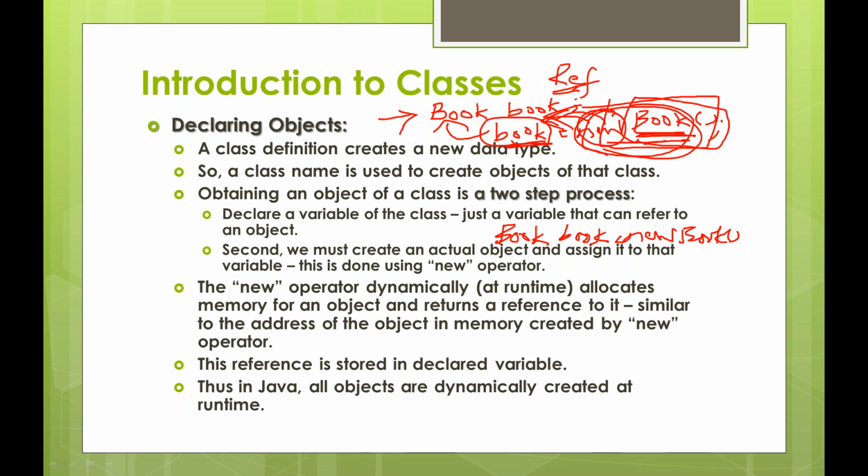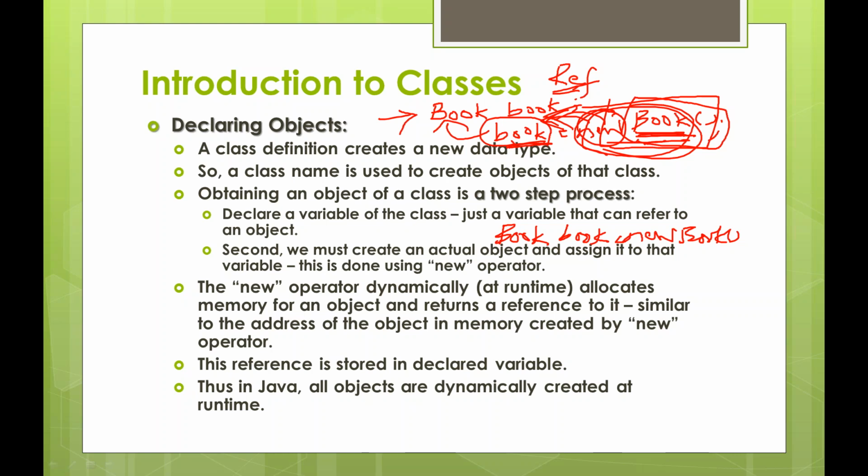Let us try to understand what this new operator actually does. The new operator allocates memory to an object. It creates an object and allocates memory dynamically. Creating an object is nothing but allocating memory to that particular object. Yeah, sorry about that. It allocates memory for an object dynamically.